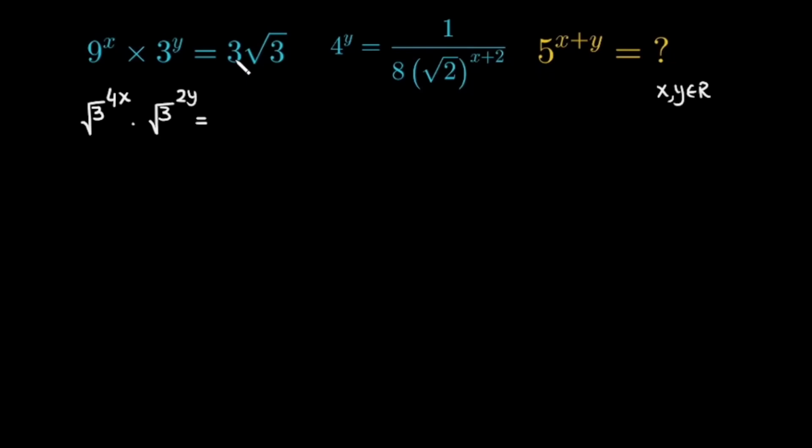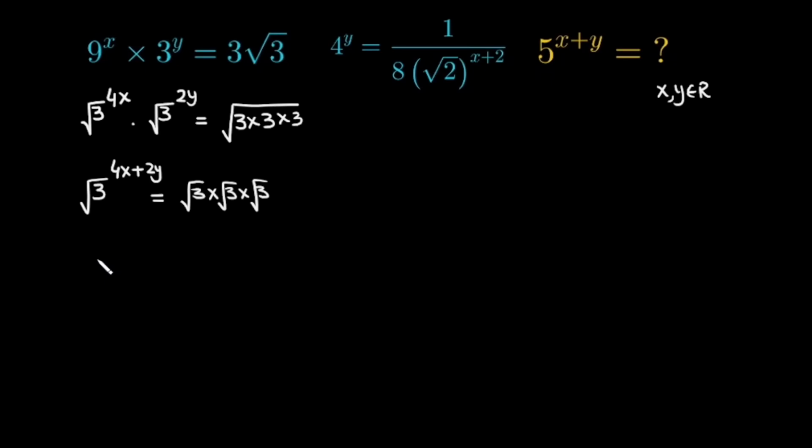if I move this 3 inside the square root, so this will be 3 times 3, make a pair, so times this 3 under root. So bases are same, you can add the exponent. So this is further equal to √3 raised to the power 4x plus 2y equals this 3 times 3 times √3. If I write √3 times √3 times √3.